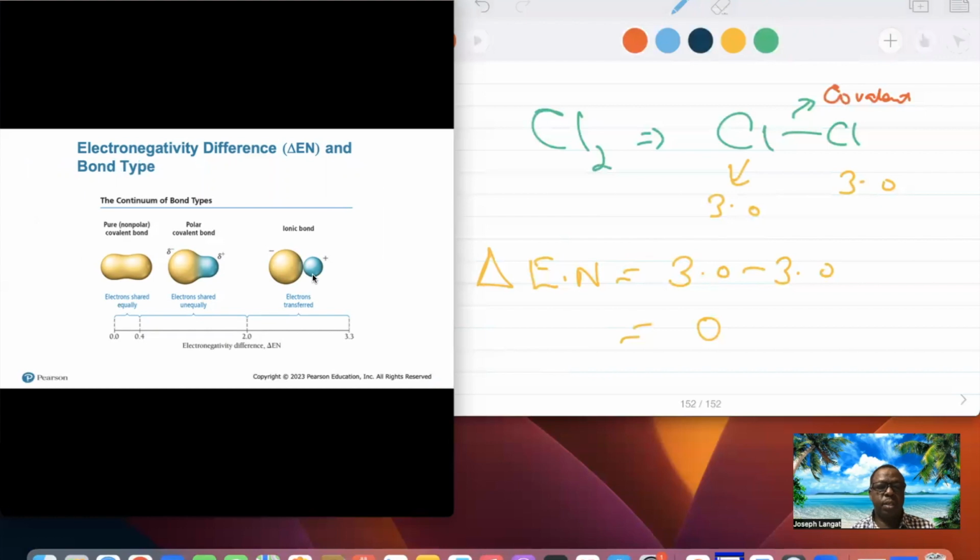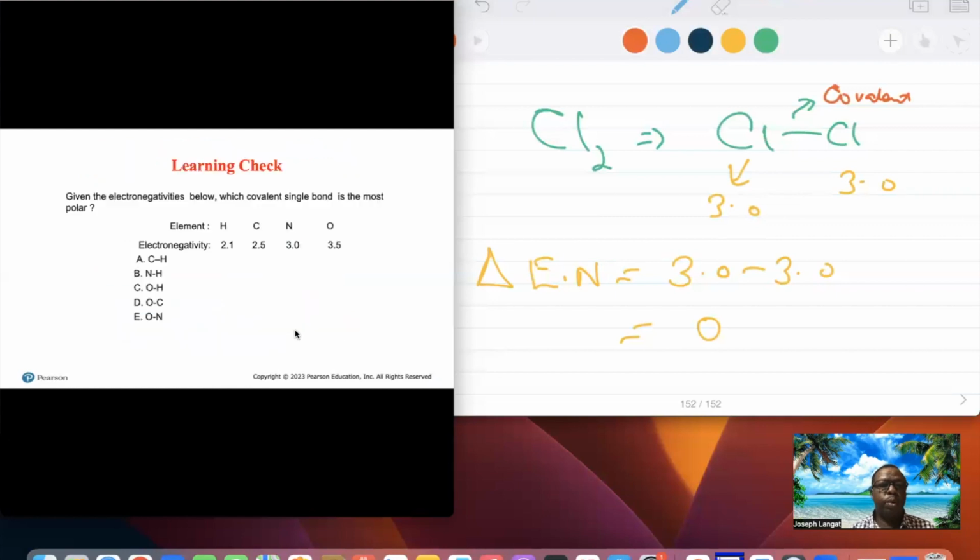It's the same thing, only that we are using a value. If we share equally, this could be hydrogen gas, this could be oxygen gas, and so forth. Unequal sharing is polar covalent. Complete transfer, anything greater than 2.0, is an ionic bond.